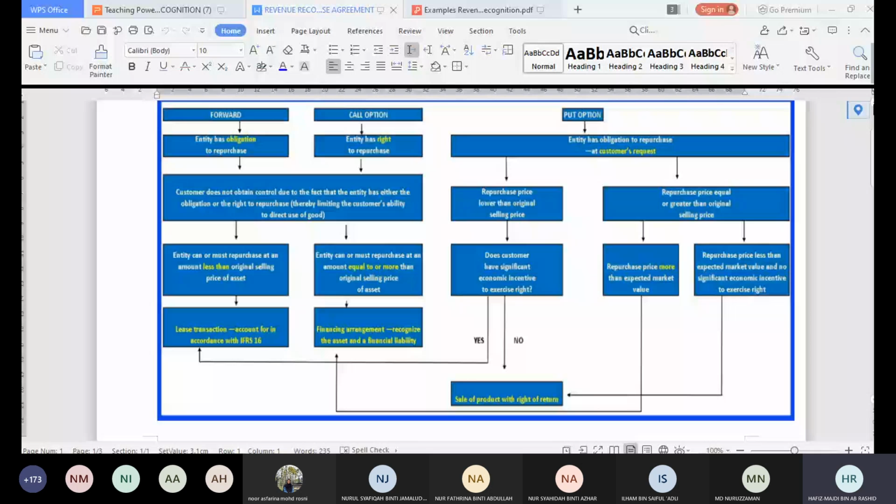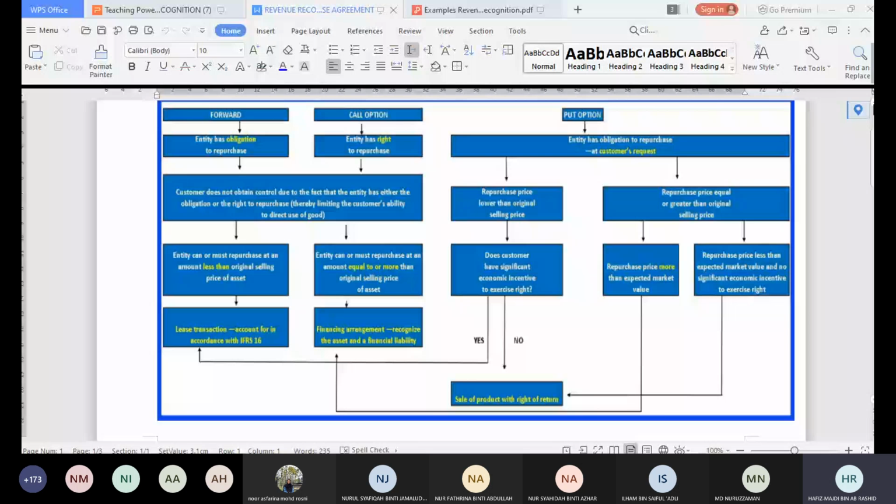The second is if the price is equal to or more than the original selling price. If the request is from the company itself, then you need to recognize it as a financing agreement. That means it will fall under financial instrument, because you will recognize that as part of a financing agreement.